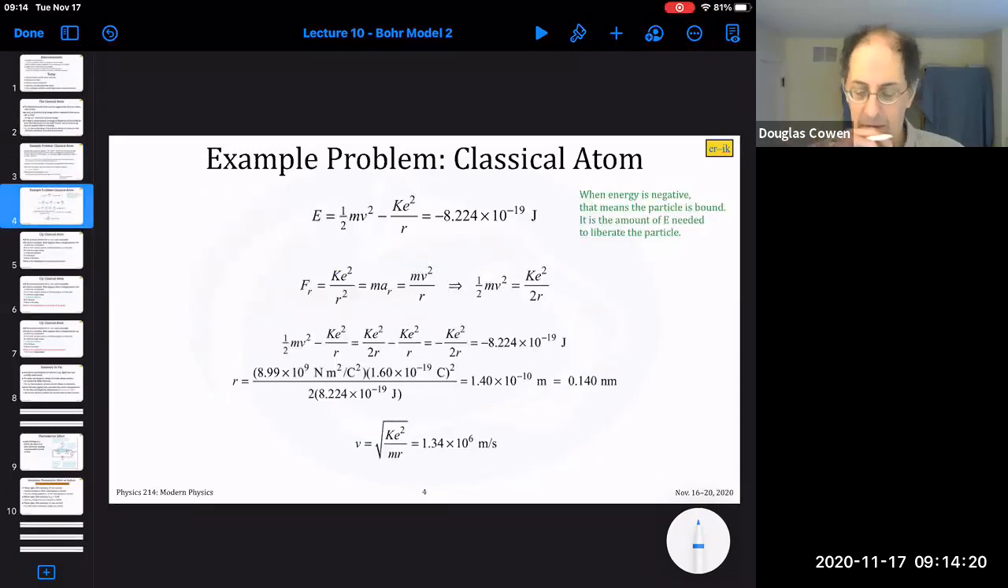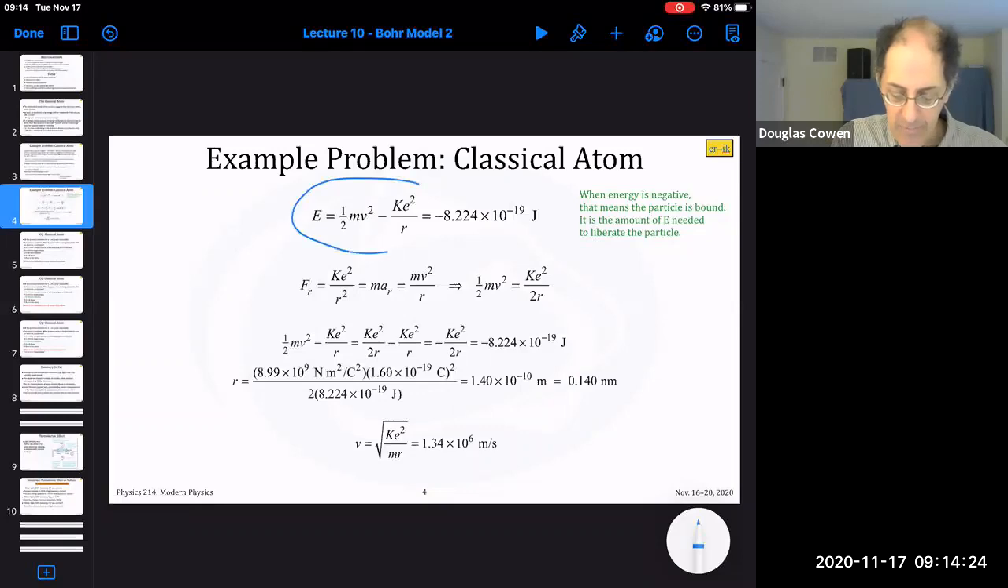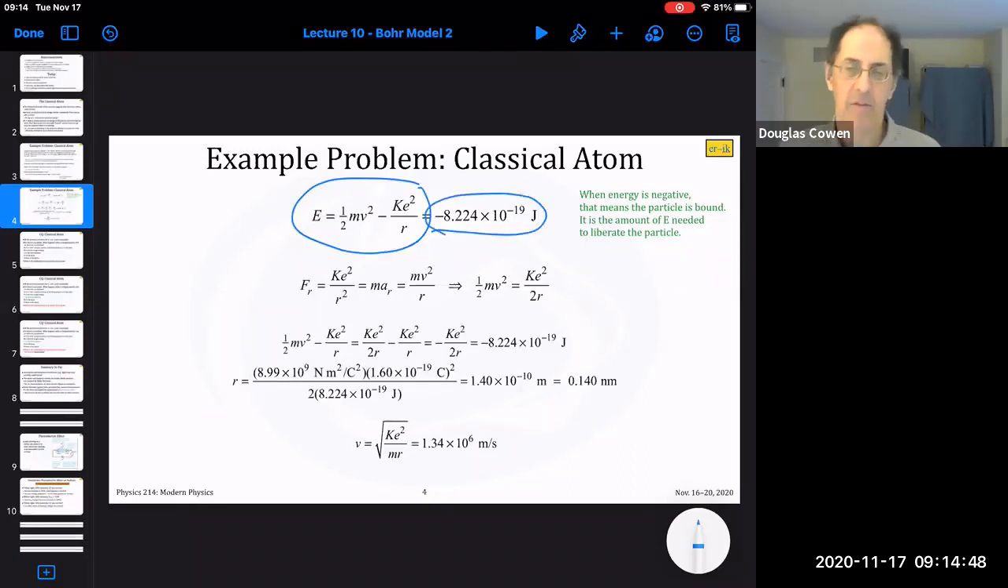So let's use that, starting out again with the total energy of the electron. It's equal to this kinetic energy part and this potential energy part, which is negative because the charge of the electron is negative and the net charge of the protons at the nucleus is positive. So we get a residual minus sign coming out. And we set that equal to minus 8.2 times 10 to the minus 19 joules. I'm using MKS units here because I want MKS units in my answer.